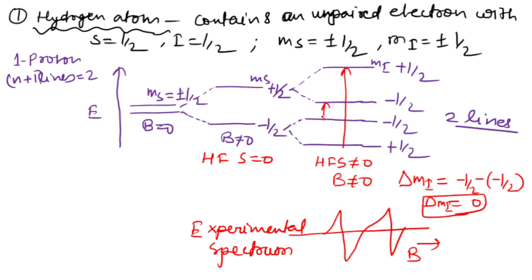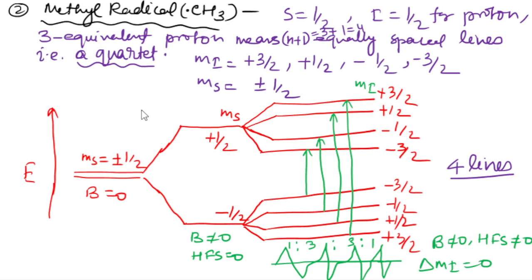One peak through this transition, another peak through this second transition when you apply the magnetic field. Now take the second example, methyl radicals. Here S value is half and I value is half for protons, but there are three protons present. Those three equivalent protons mean n plus 1, that is 4 lines.